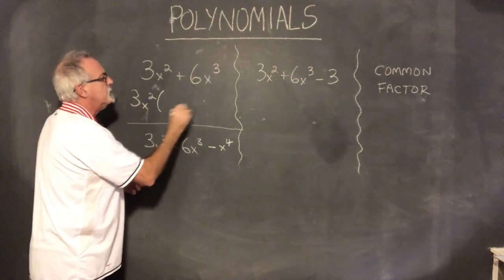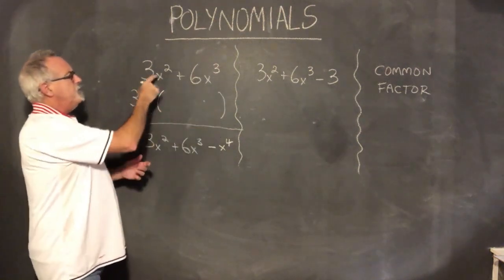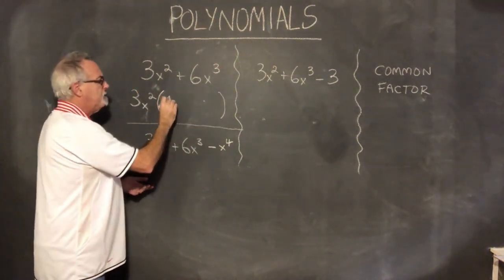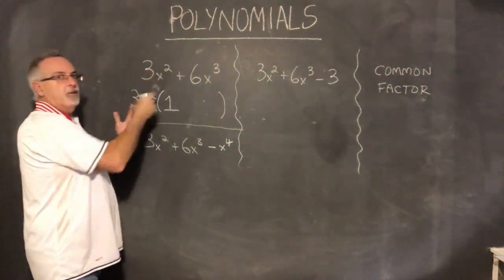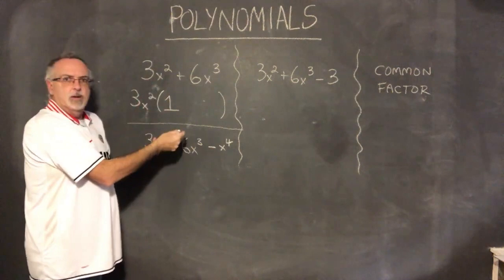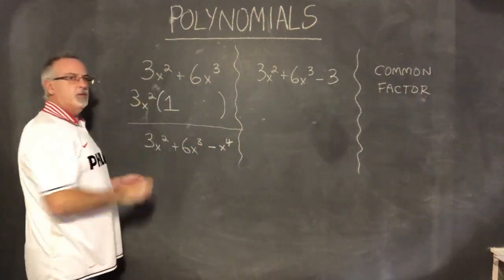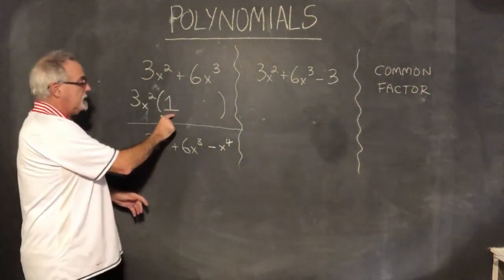And I'll write the answer inside the bracket. 3x squared divided by 3x squared is 1. Okay. We basically factored out everything there was, but it doesn't mean we have a 0 left. We're dividing. 3x squared divided by 3x squared is not 0. It's equal to 1. So we have a 1.